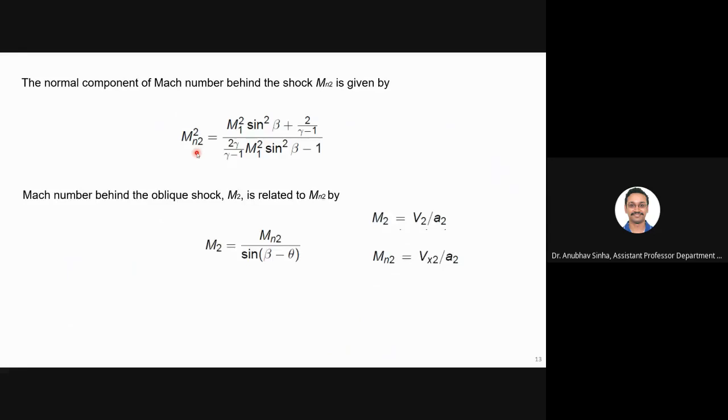Mostly at the end of this chapter, we will see that we also have tables for oblique shock. So we don't need to remember all the relations. We can straight away go to those tables and find whatever values are required.